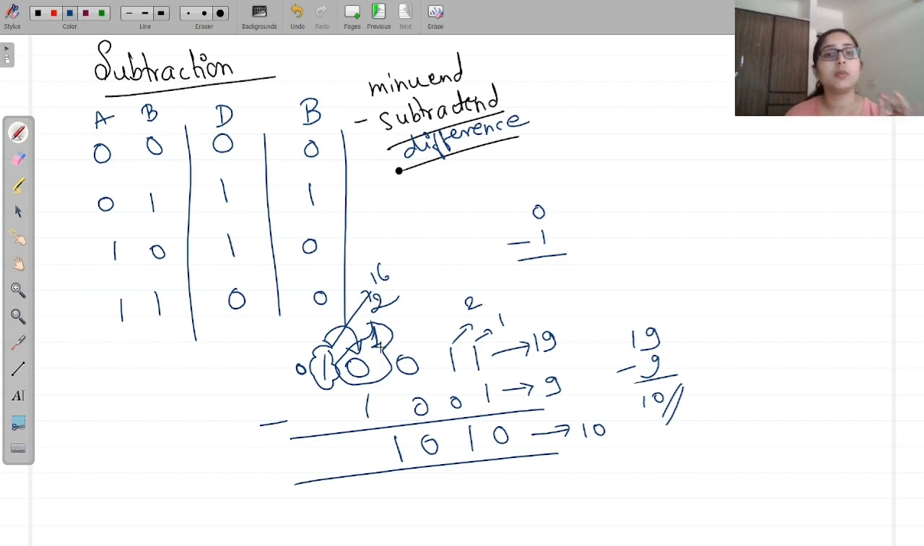Okay, so just remember when you are taking the borrow from this, it becomes 10. 2 has the value 10 in binary. So this is your 2. So 2 minus 1 will be equal to 1. Okay, so this has given the value to the previous digit. So this becomes 1 minus 1, that becomes 0. Okay, so this is subtraction.